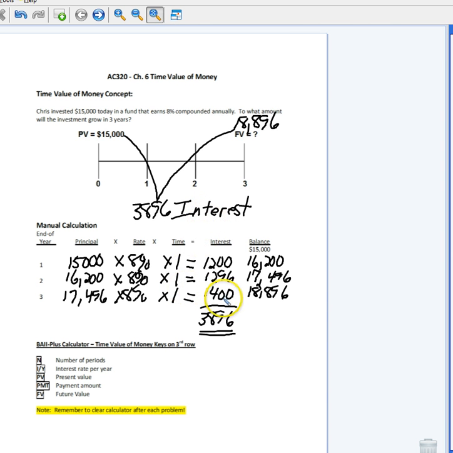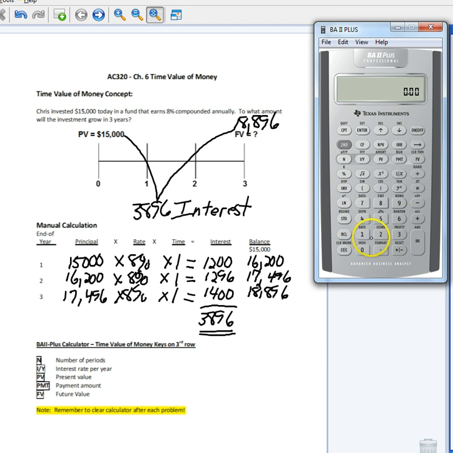Now, this wasn't too bad doing it manually, but what if you wanted to know 10 years or 20 years or 30 years or 40 years? That would become quite tedious, wouldn't it? So that's why we have the calculator. And so for this course, we're using the BA II Plus calculator. Notice on the third row of this calculator, let me pull it up. Here's what it should look like.